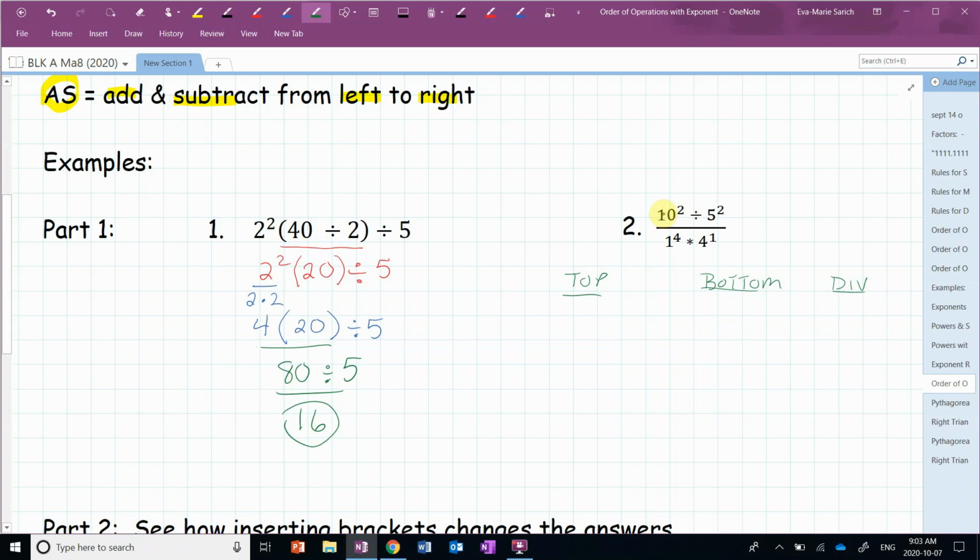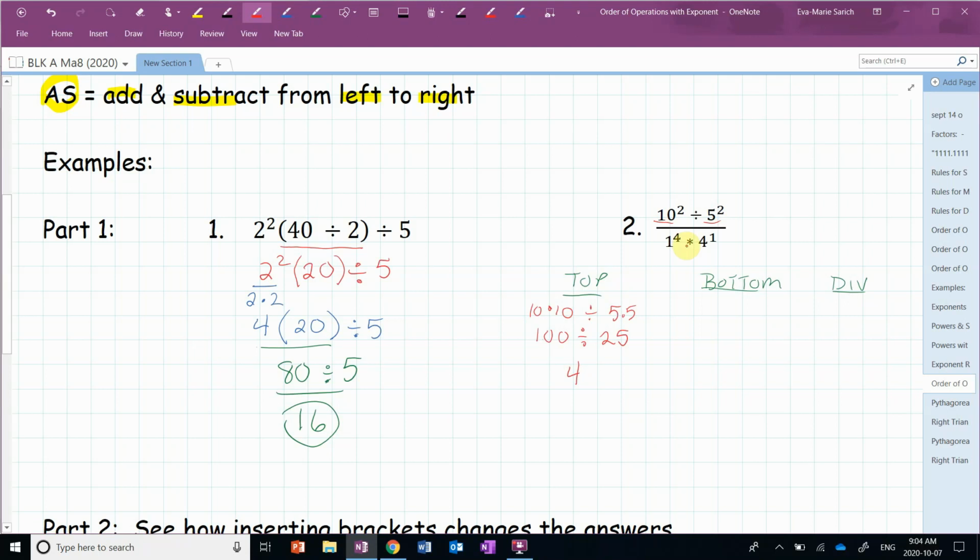So on the top, we've got 2 exponents and a divide. So exponents go first. We'll go from left to right. So 10 squared means 10 times 10, which is 100. And then 5 squared means 5 times 5, which is 25. And there's a divide between them. And now 100 divided by 25 gives us 4. You're going to get 1 mark for solving the top. Now we'll move to the bottom.